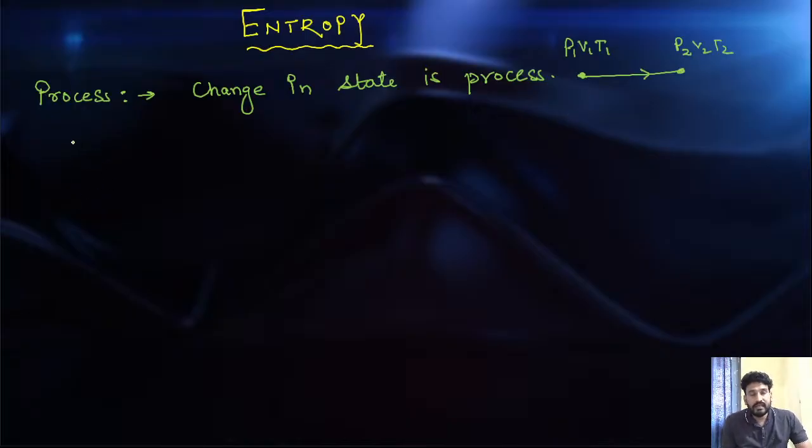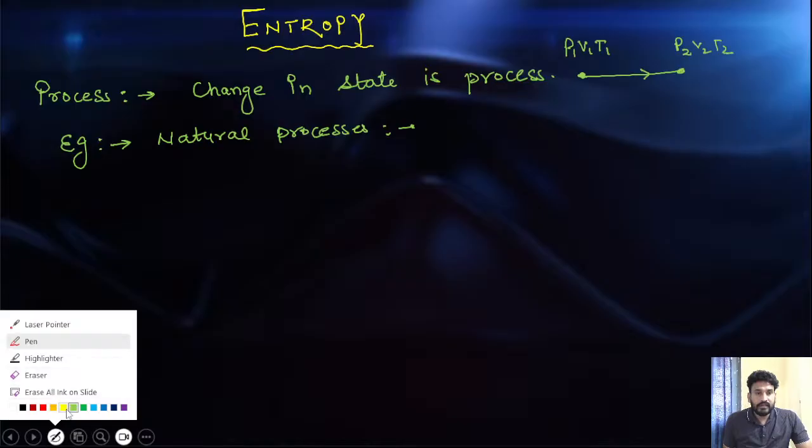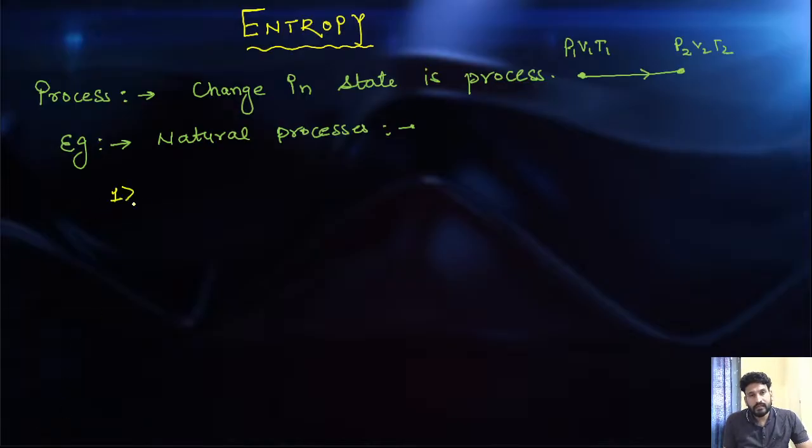Okay, now let's understand some examples of natural processes. Natural processes means that we are not doing any extra effort to carry out the process. I'll take the first example. Suppose I have two gas chambers, and these chambers are connected through a hole, let's suppose.